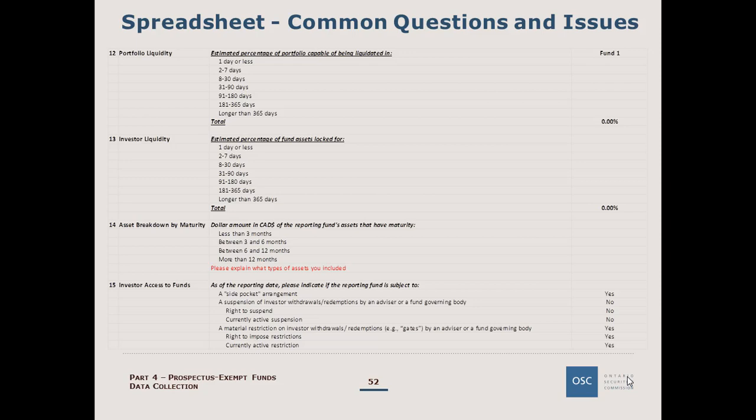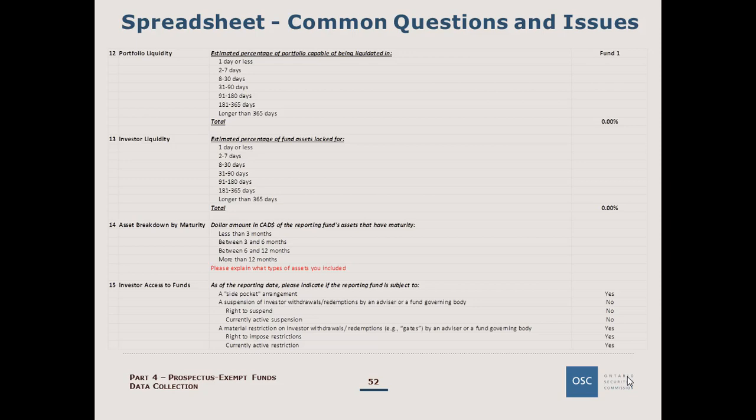Here, I'd like to clarify a few questions which we have received in previous years. We've received quite a few questions on the definitions of portfolio liquidity and investor liquidity. These are probably the most subjective questions in the whole Prospectus-Exempt fund questionnaire. We pretty much ask the IFM to provide an estimate of the percentage of the portfolio capable of being liquidated in the specified time buckets. Obviously, we do not assume here that you would be able to liquidate the portfolio at fair value or that you're assuming any extreme conditions. We assume that you can answer this question based on regular market conditions.